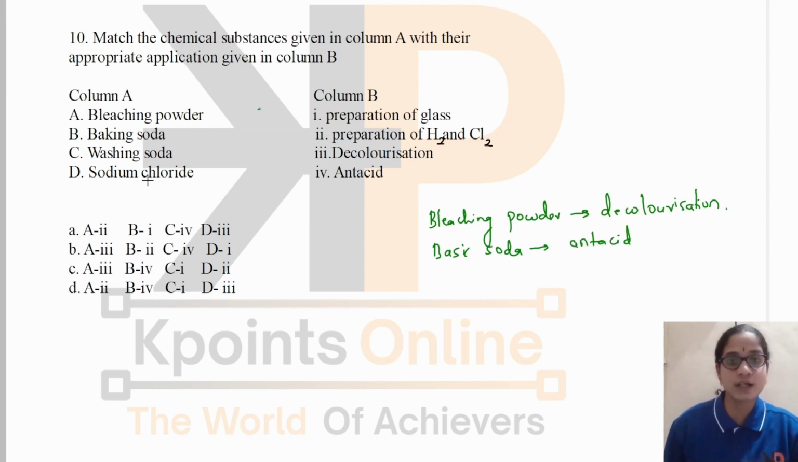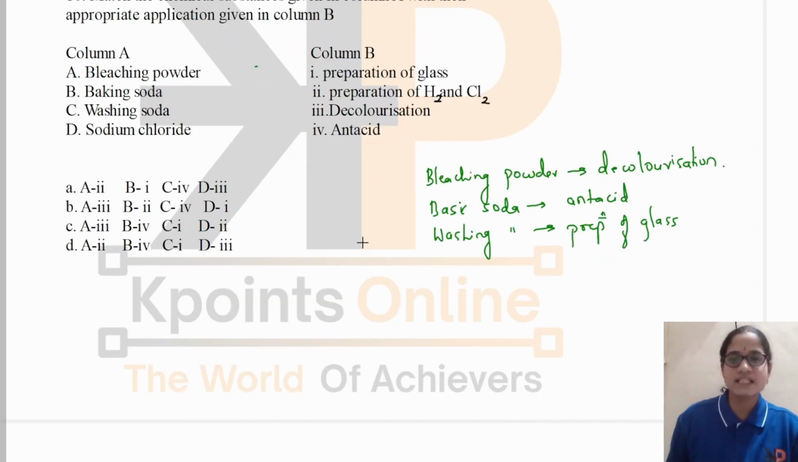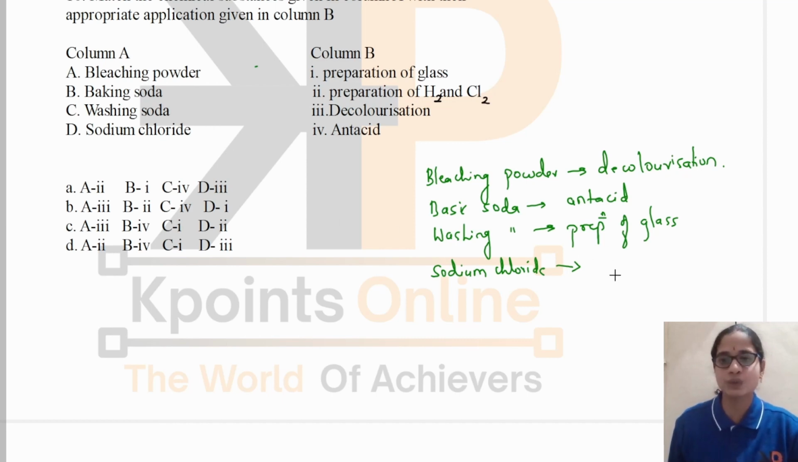Then what about washing soda? It is used in the preparation of glass. Then sodium chloride. As we all know, sodium chloride is used in the preparation of sodium hydroxide, where we will get the byproducts, that is hydrogen and chlorine also. So sodium chloride is also used in the preparation of H2 and Cl2, that is hydrogen and chlorine gas. So which will be our correct option? A3, B4, C1 and D, sodium chloride 2. So this will be our correct option.